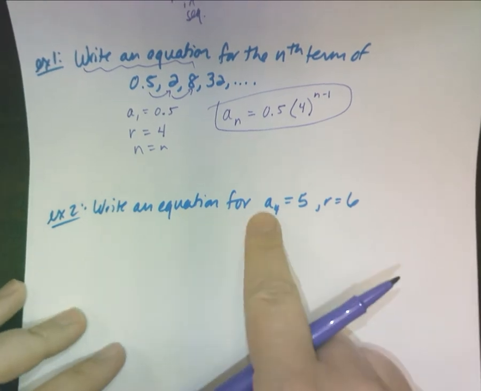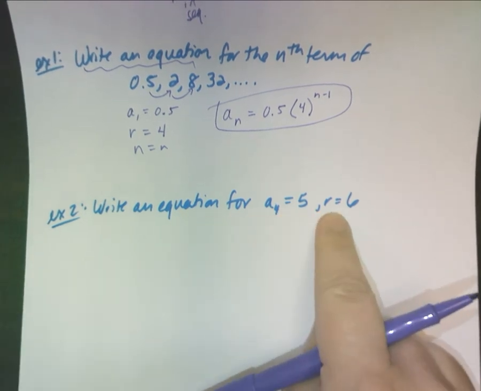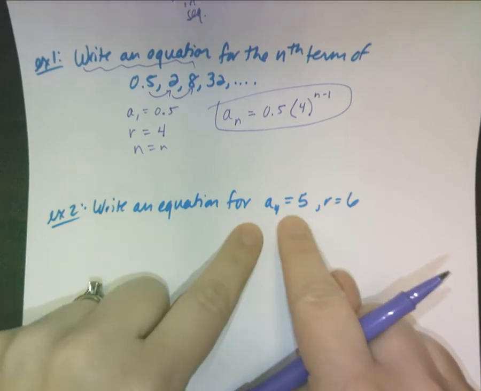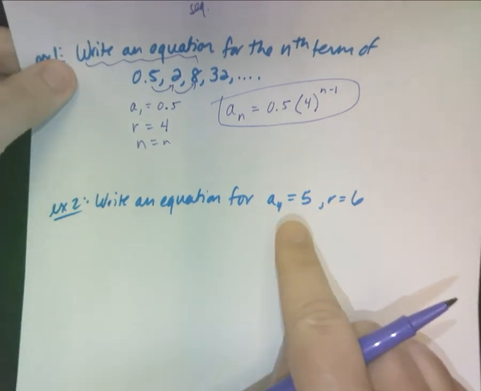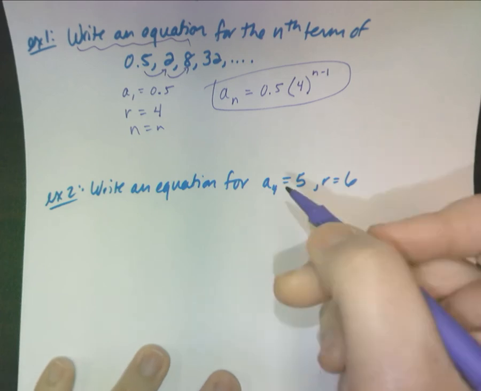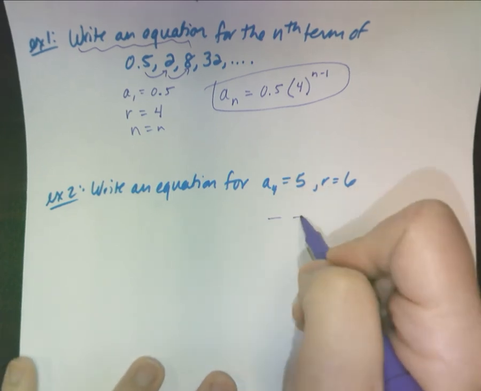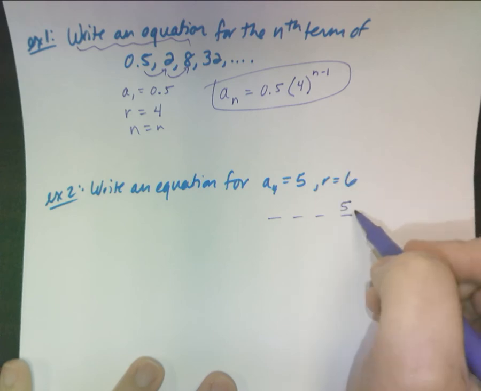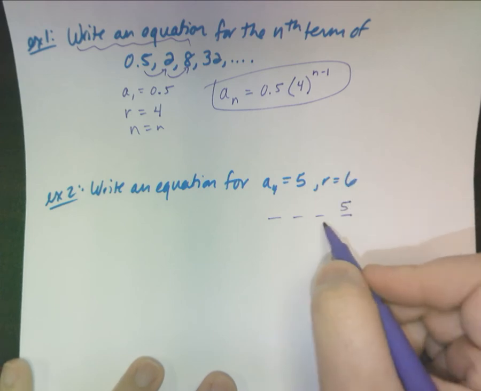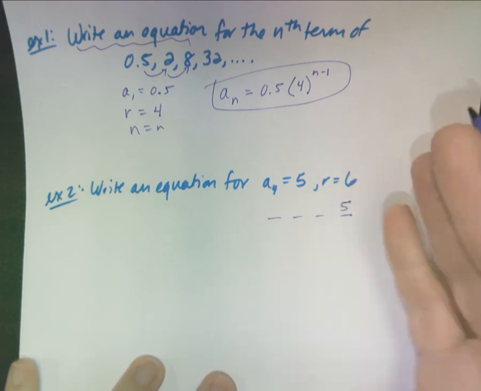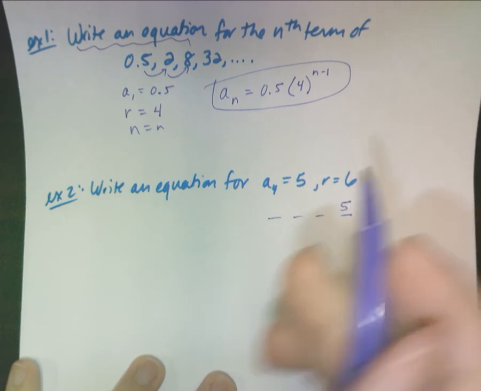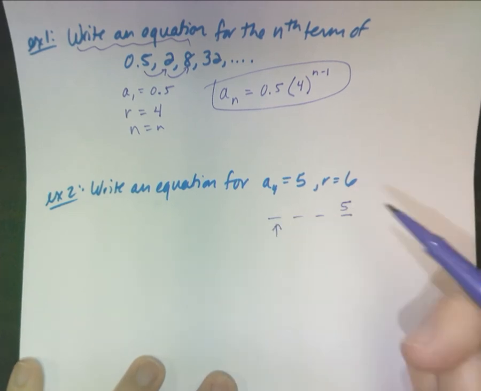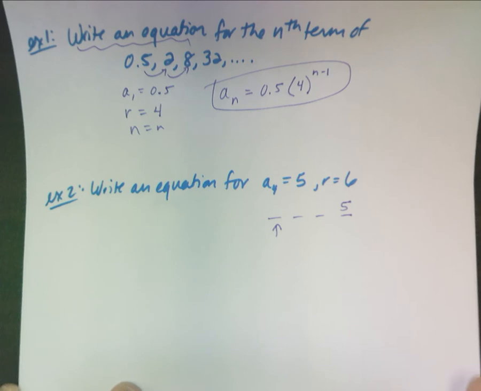Write an equation for a sub 4 equals 5 and r equals 6. So again, what does this notation mean? This means that your fourth number, 1, 2, 3, 4, is 5. And then it has a ratio of 6. So you're multiplying by 6 every time. So you could divide by 6. And this is a pretty small, so you could divide it to get what that first term is. But I really would like to see you use the formula.